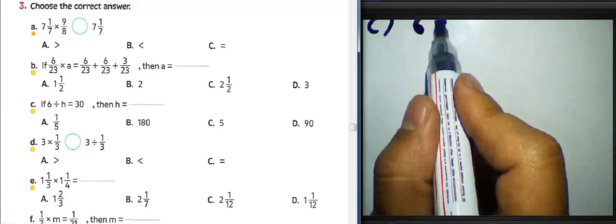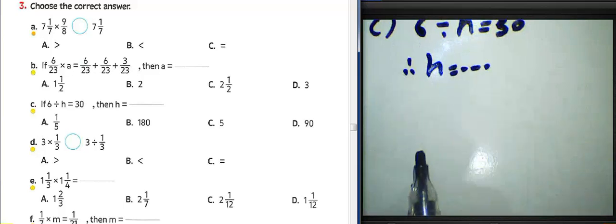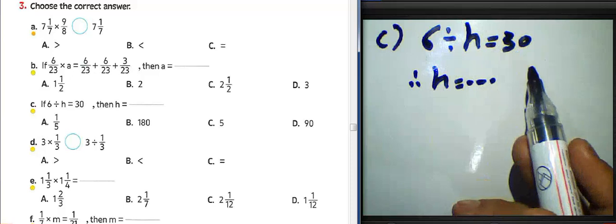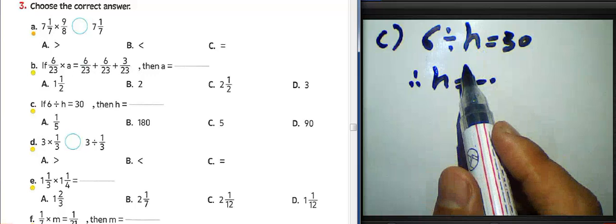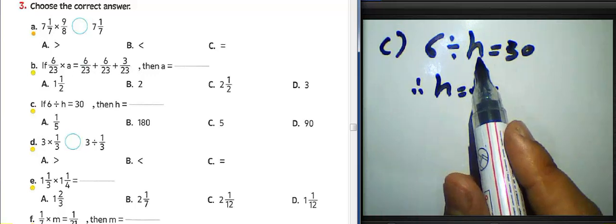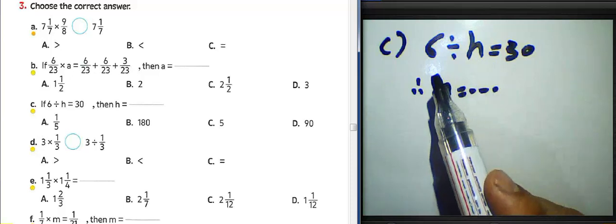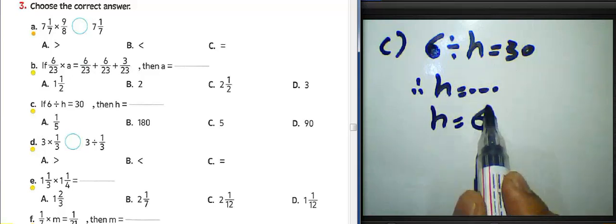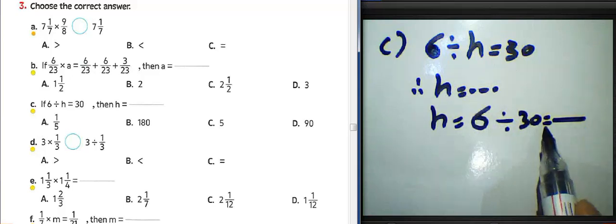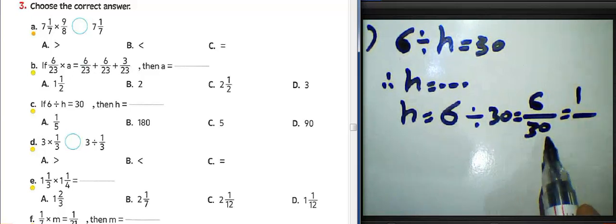What about letter C in question number 3? If 6 over H equals 30, then H equals space. Who can tell me 6 divided by what equals 30? It's very easy because we want to find what? The divisor. If you want to find the divisor, you must divide the dividend by the quotient. So H equals 6 divided by 30. Convert it to a fraction: 6 over 30, divided by 6 in numerator and denominator. 6 divided by 6 equals 1 and 30 divided by 6 equals 5. The result will be 1 over 5.